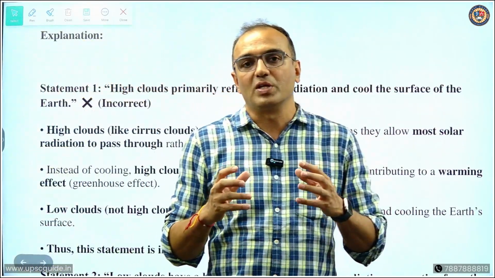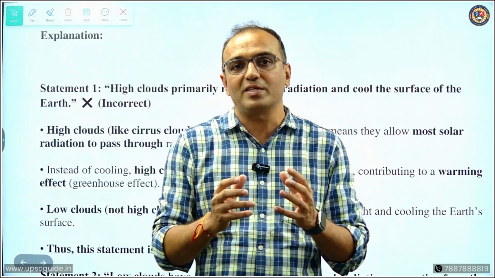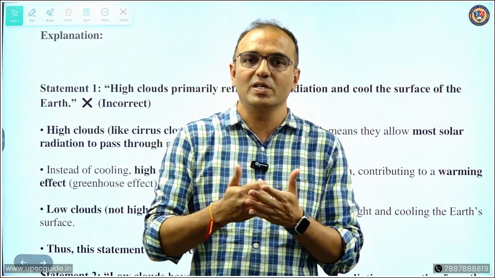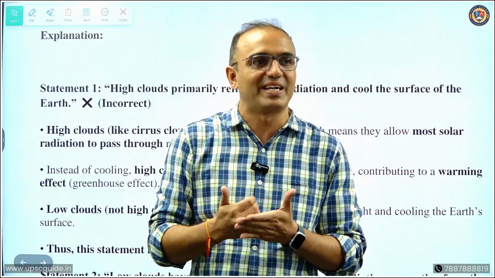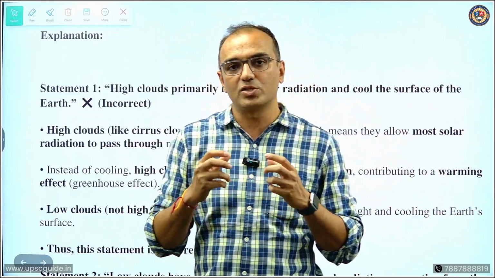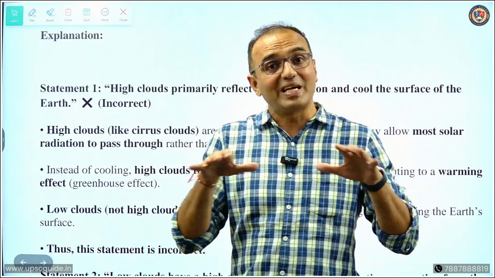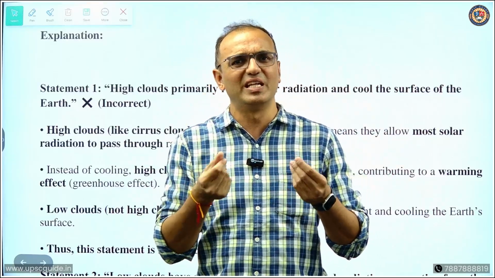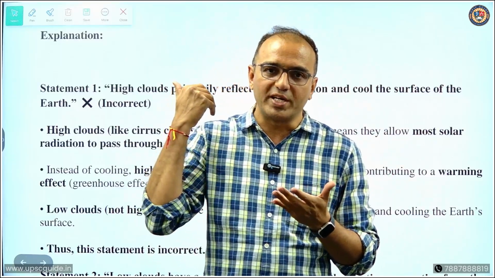Now, the ability to reflect solar radiation is also known as albedo. Albedo is the property of reflecting the incident radiation. This albedo is high in thick clouds, not in high cirrus clouds, which are very thin and wispy. So most of the solar radiation will pass through them.